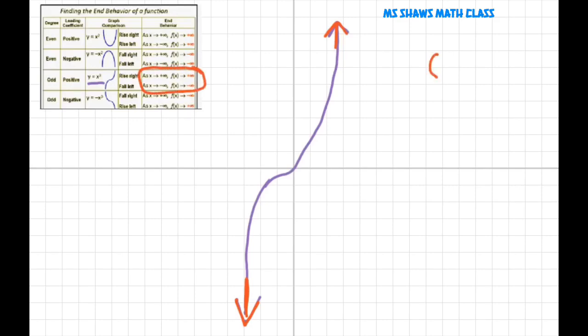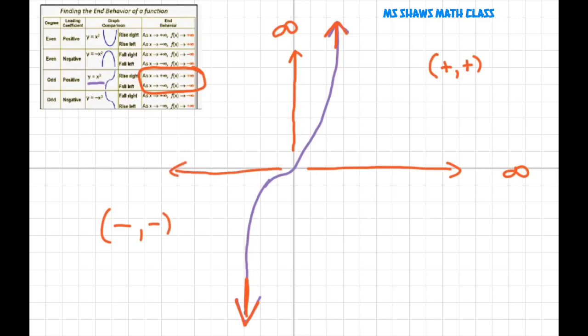That just means plus plus, so as x tends to infinity here, y also goes to infinity, or the numbers keep getting bigger. And then we're starting in quadrant 3 here as we graph from left to right. So as x tends to negative infinity, so does my y.